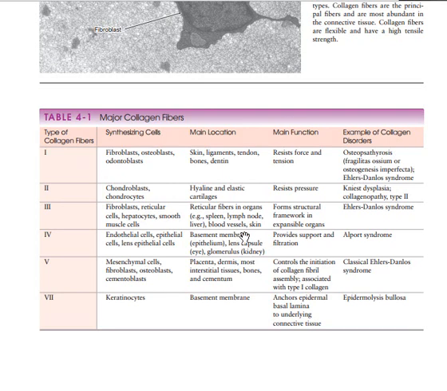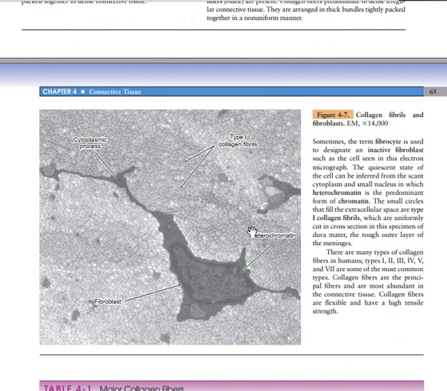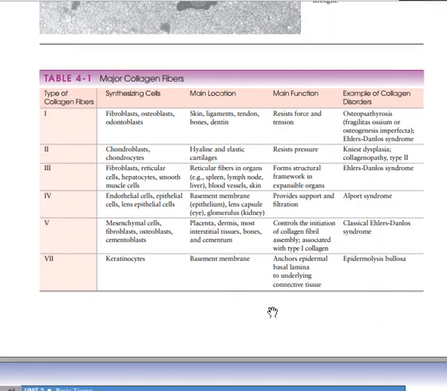But before I continue with this, I'm just going to tell you that each collagen fiber is made up of collagen fibrils, and those collagen fibrils are produced by fibroblasts, and those collagen fibrils again can be divided into type 1, type 2, type 3, type 4, type 5, and type 7 collagen fibers. So these are the different types.